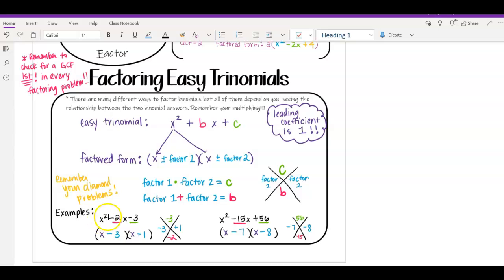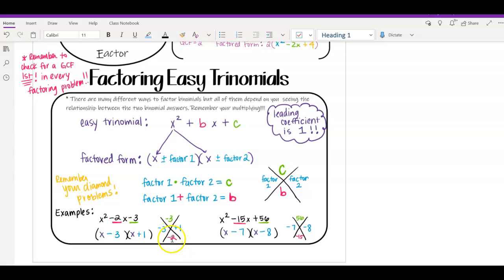If I started with x squared minus 2x minus 3, I put an x in each parentheses because I know this x squared needs an x times an x. Then I have to figure out what these numbers are. Obviously, I've already filled this problem in for you. But how did I come up with those numbers? Well, I took this negative 3, that was my C value, and I put it in the numerator, or the top of my diamond. Then I took this negative 2 and put it in the bottom.